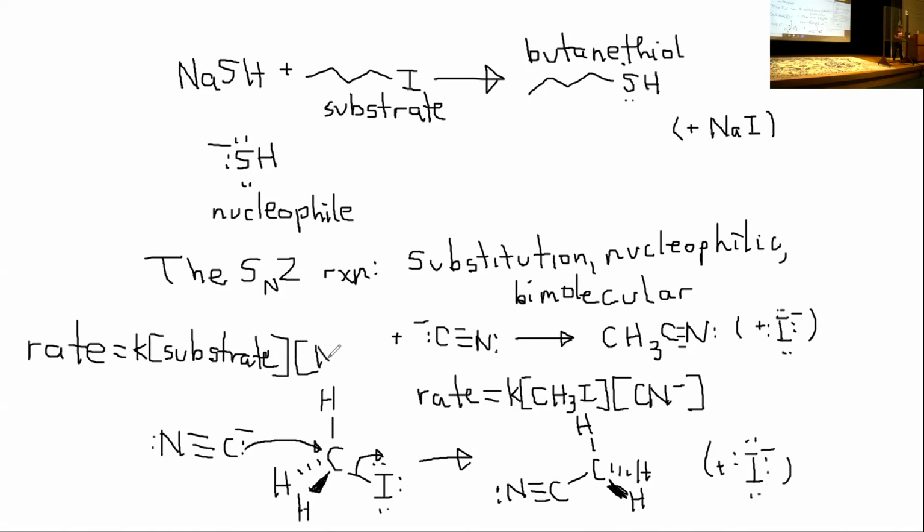Can I just go Nu with 2 dots like that for nucleophile? Is that okay? Just to save us some time. And you'll see that's exactly what we've done here. The methyl iodide is our substrate. We know that because it has the leaving group. The other species is the nucleophile. It has a minus charge. Most nucleophiles do, not all, but most.